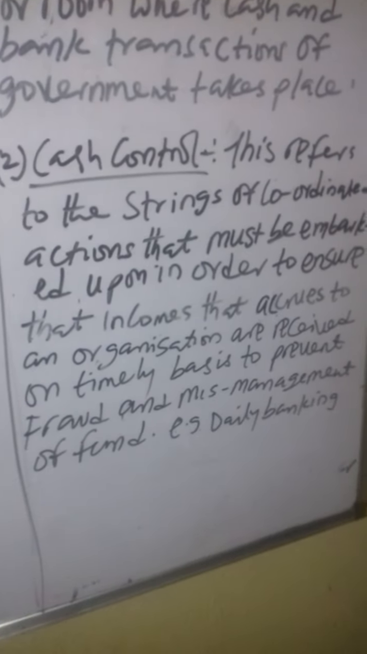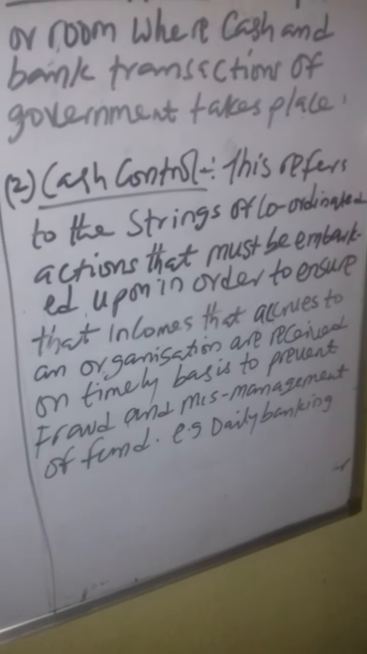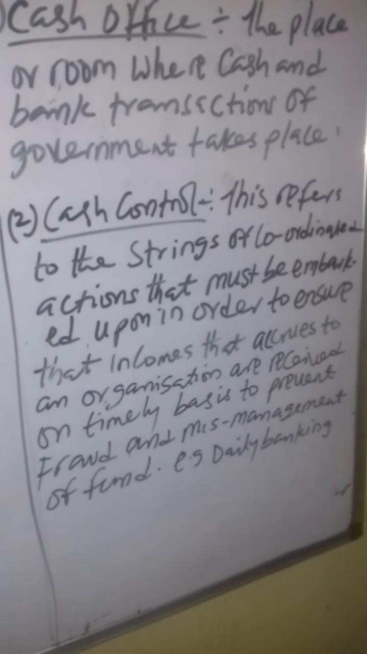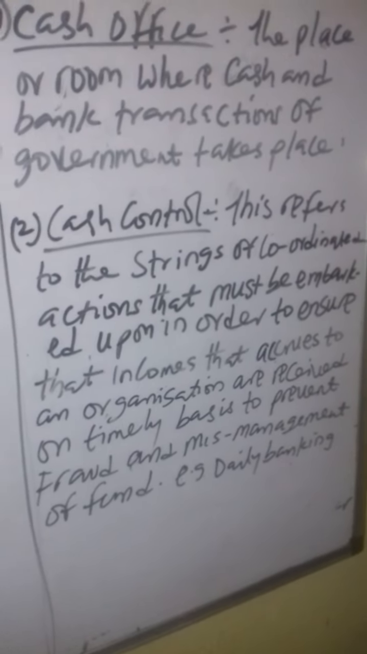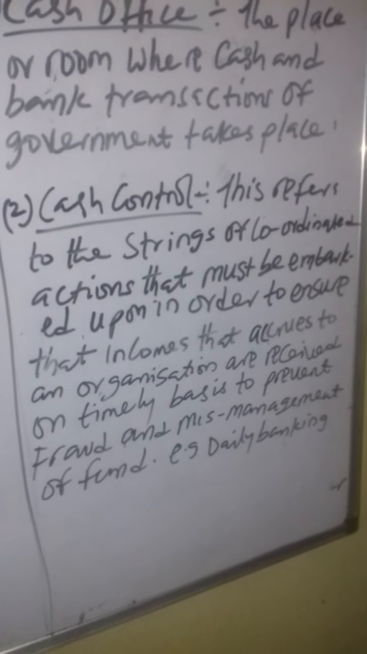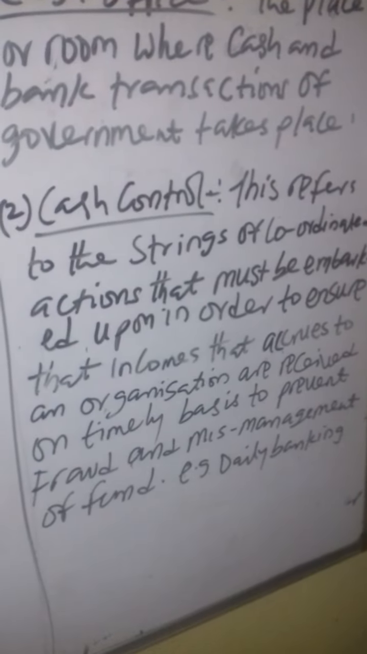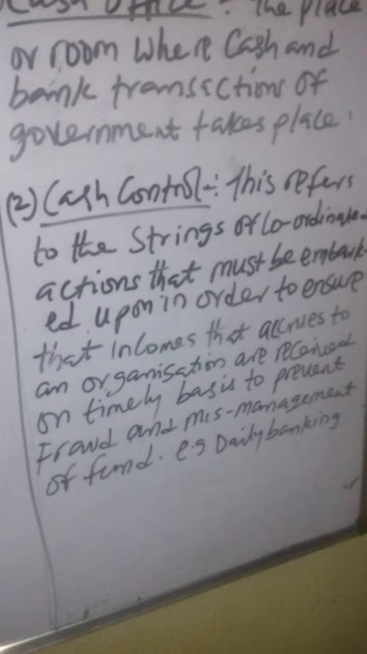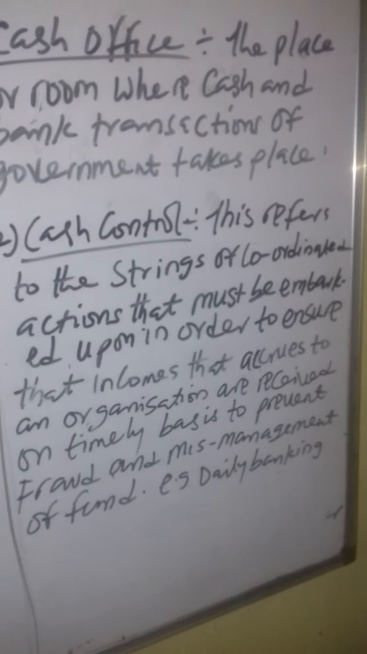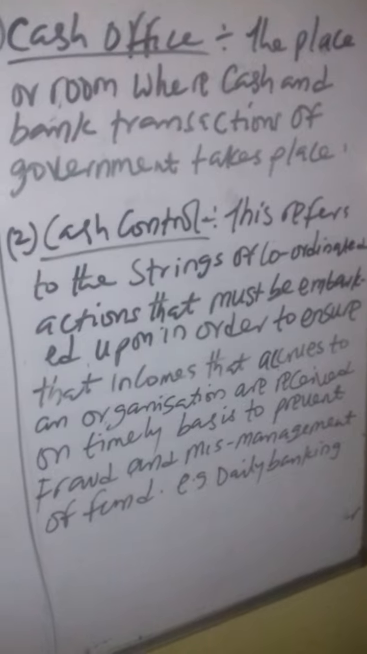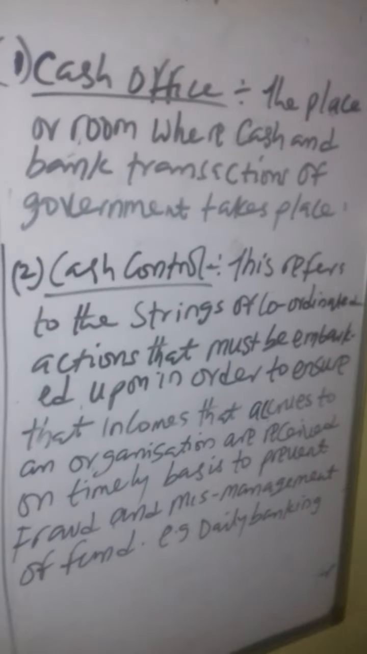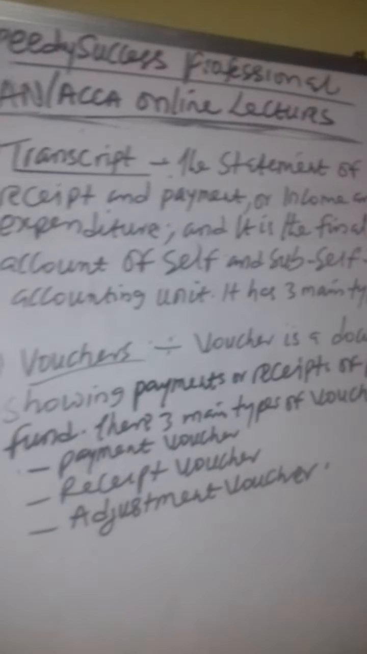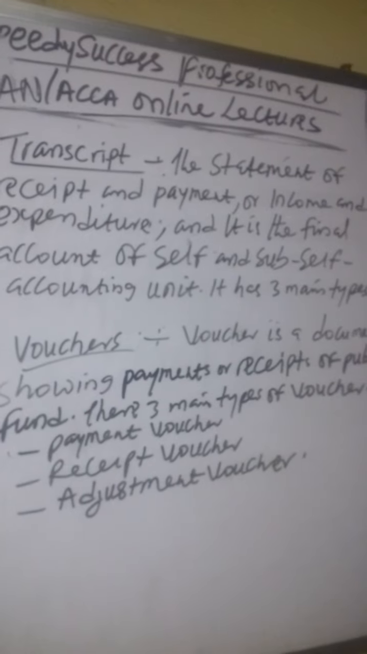Then we move down to look at cash control. Cash control refers to the strings of coordinated actions that must be embarked upon in order to ensure that incomes that accrue to an organization are received on a timely basis to prevent fraud and mismanagement of funds. An example of bank cash control is telebanking. Now let's move up and look at the rest of the definitions.